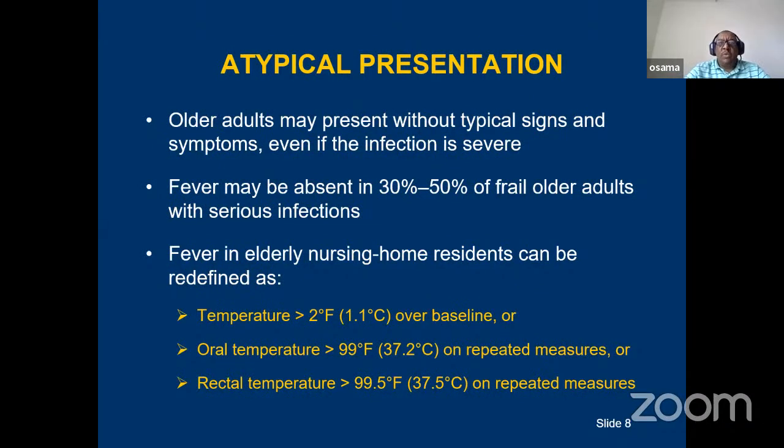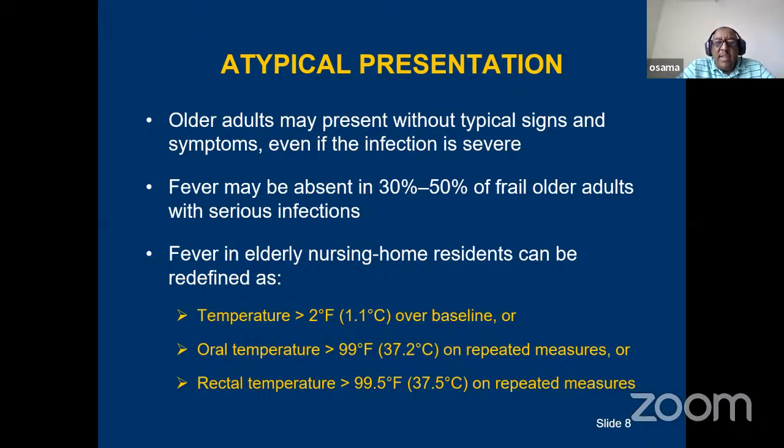Atypical presentation. So, as you know, most of the clinical presentations in the elderly population are not typical as in the younger. Older adults may present without typical signs and symptoms, even if the infection is severe. So you cannot find fever or other serious symptoms in the older population. Fever may be absent in 30 to 50% of frail older adults with a serious infection.